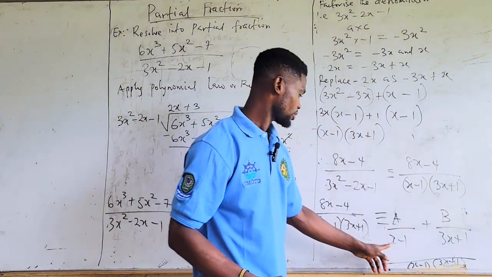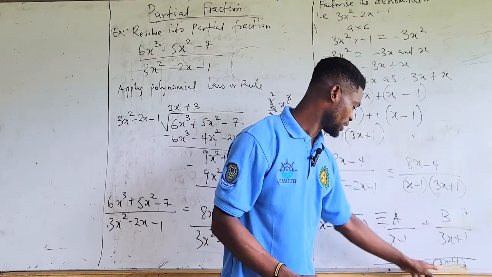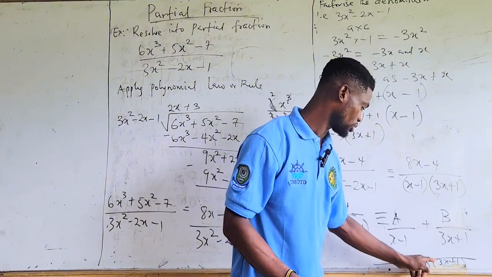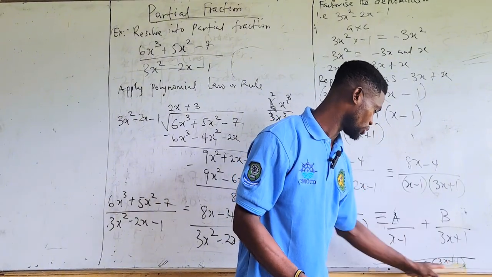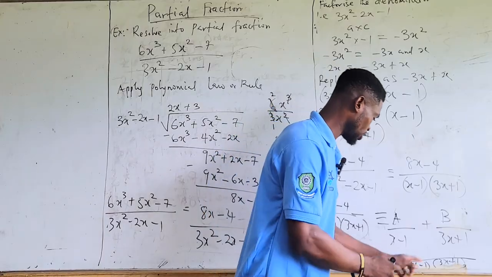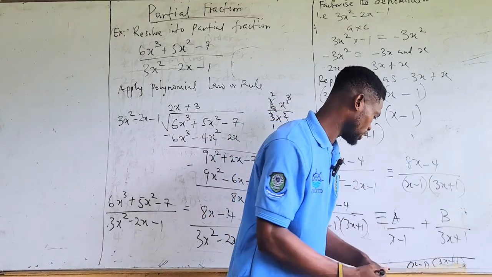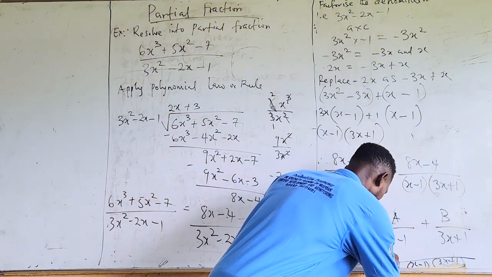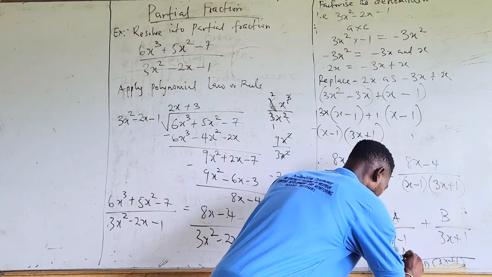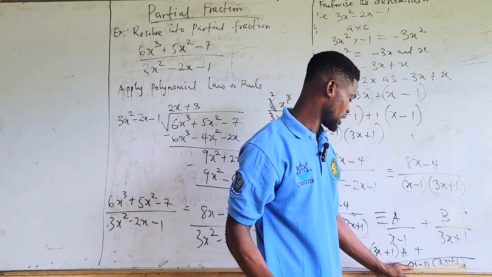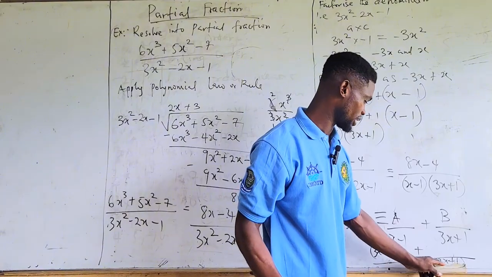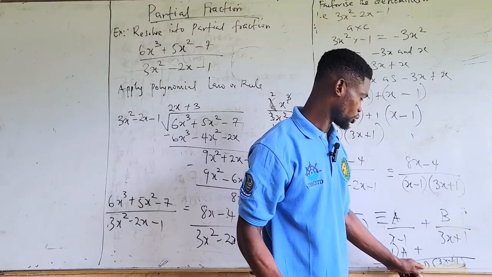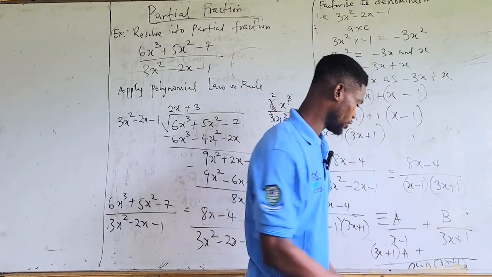So the LCM, bracket open, x minus 1 bracket close, bracket open, 3x plus 1 bracket close, divided by x minus 1. So x minus 1 can cancel. What will remain is 3x plus 1. So this 3x plus 1 is multiplied by this a, we have 3x plus 1 multiplied by a, plus, if x minus 1 bracket close, bracket open, 3x plus 1 divided by 3x plus 1, you can see that 3x plus 1 will cancel, will remain x minus 1. So this x minus 1 multiplied by b will give us.